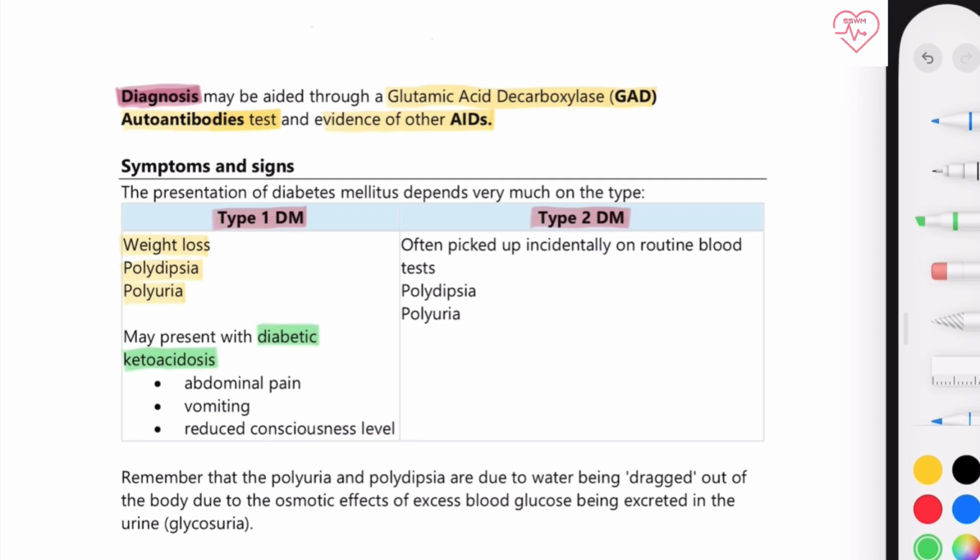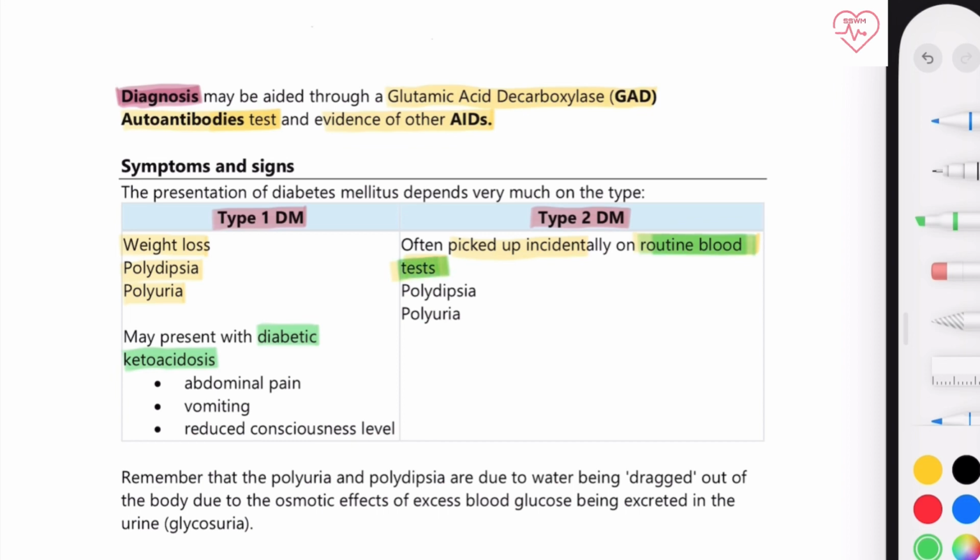Now let's discuss type 2 diabetes mellitus. This is picked up incidentally. This is picked up incidentally on a routine blood test. Okay. When you are going for a routine blood test, this gets picked up incidentally.